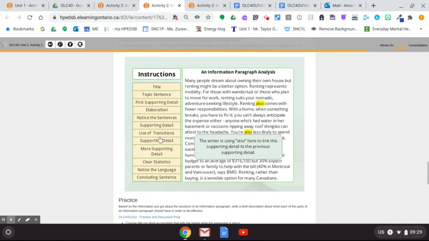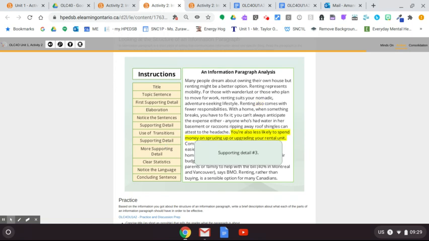So use of transitions. I will, on the graphic organizers that I give you, also highlight some transition words that you can use. Things like first, second, next, things like that can sort of help you structure your writing. And I'm pretty sure on most of my graphic organizers, when I taught this the last time, I included those. So what's this writer doing? They're using also. So renting also comes with fewer responsibilities. You're also less likely to, and then it gives you some more information.